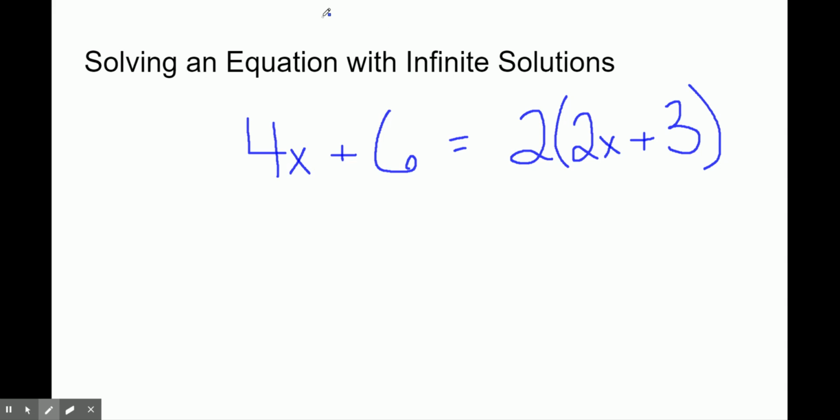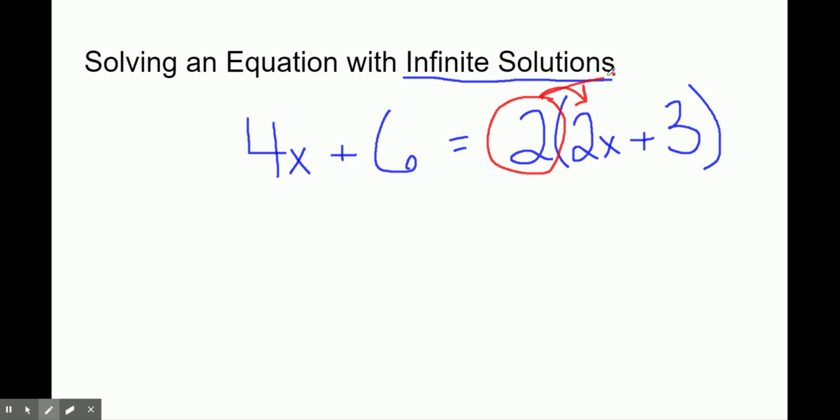All right, we're going to look at an equation that has an infinite amount of solutions. So just like all of our other equations, we're going to solve this using the same steps we always do for solving an equation, because we won't know until we get to our later steps that this answer is going to be infinite solutions.